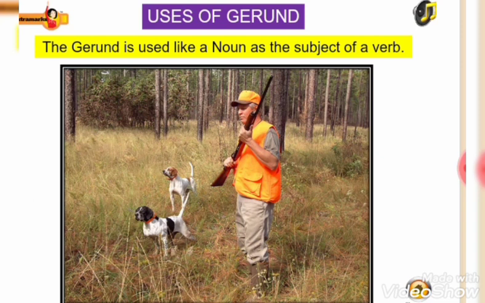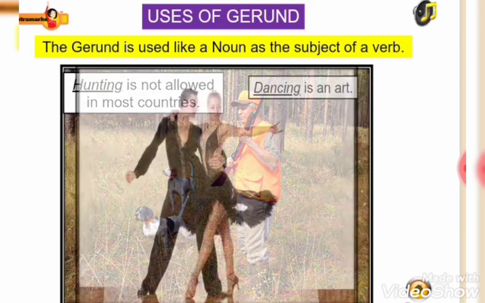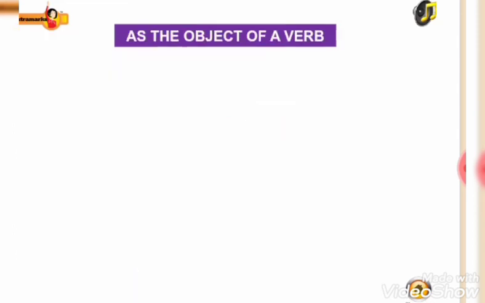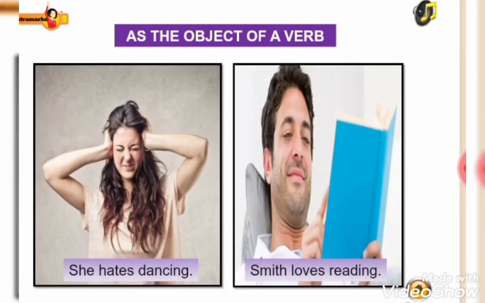The gerund is used like a noun, as the subject of a verb. To understand this, read the following sentences and carefully note the highlighted words. Hunting is not allowed in most countries. Dancing is an art. The gerund is often used as the object of a verb. She hates dancing. Smith loves reading.